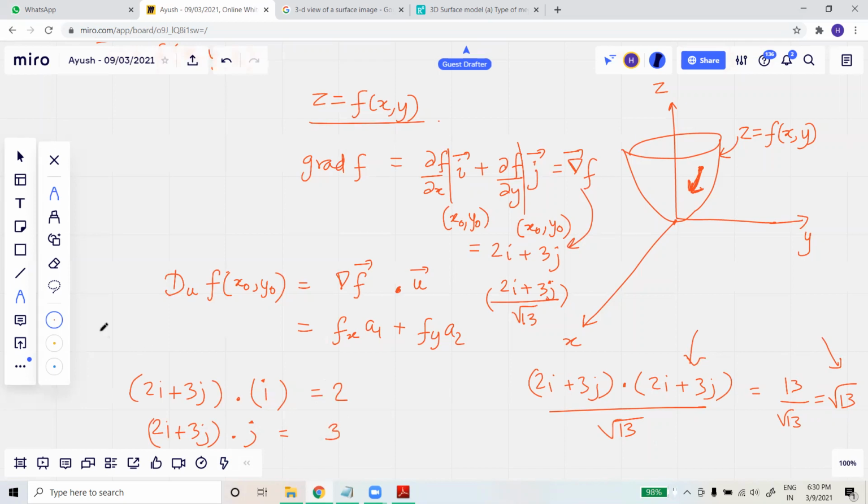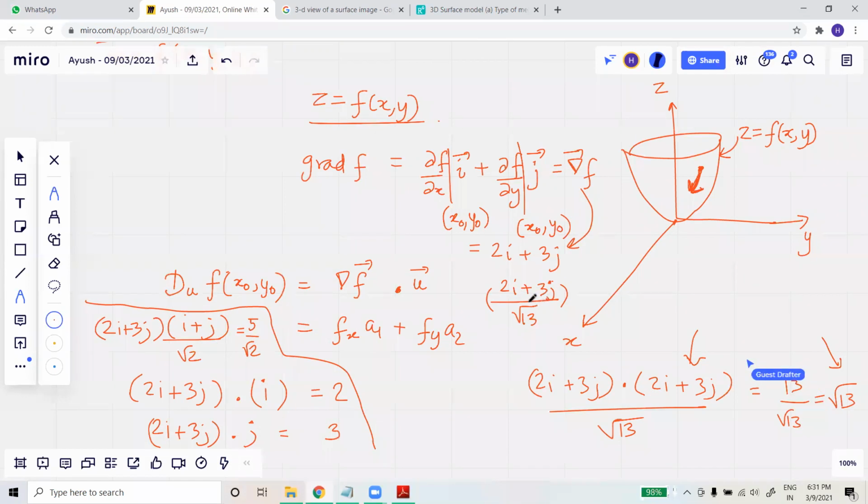You can try out any other direction, and it will be something smaller. Like i plus j: 2 plus 3, that is 5 by root 2. So that is also smaller. Whatever direction you take, it will be smaller than this. This direction of u will give you the highest directional derivative.